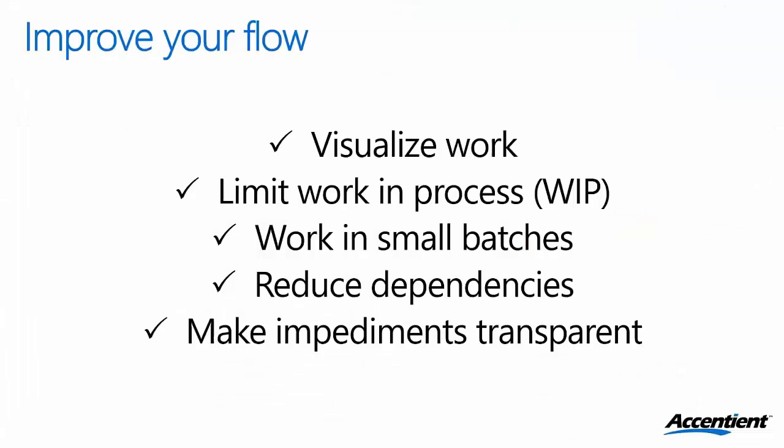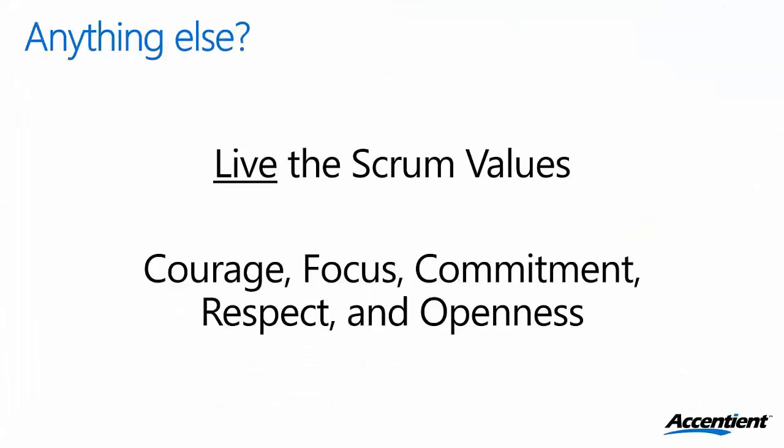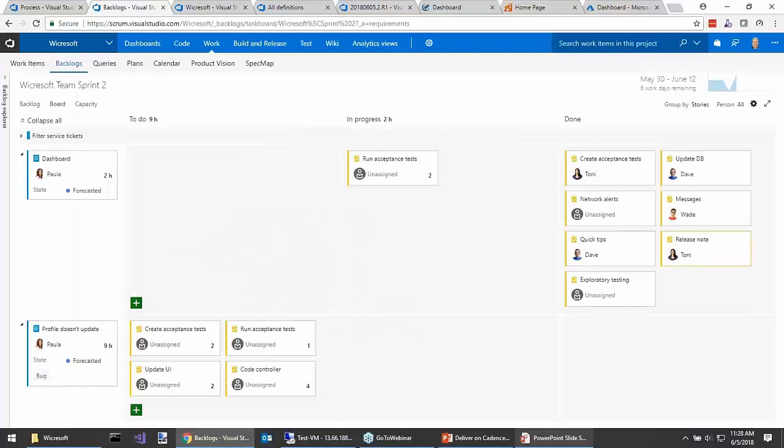So let me dwell on some of those values a little more. Living the Scrum values is the difference between a Scrum team and a professional Scrum team. Courage, focus, commitment, respect, and openness. Those are the 5 values. So let me just go through some of these. With courage, and I'll bring the board back up here. Courage can be manifested a lot of different ways.